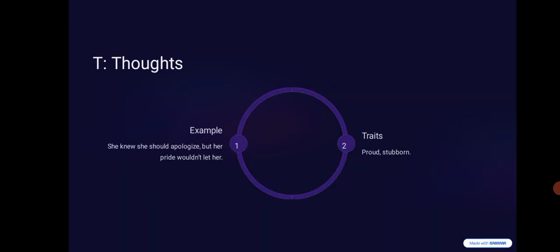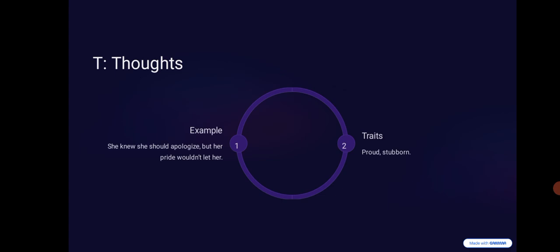The next one is the thought. So the character is thinking out loud, and you hear: she knew she should apologize, but her pride wouldn't let her. Here we are looking at someone who is proud or stubborn. Now, these traits I am identifying are not exclusive. That simply means that all of us will not read this and identify the same traits. That is what makes literature a subjective and very interesting subject.